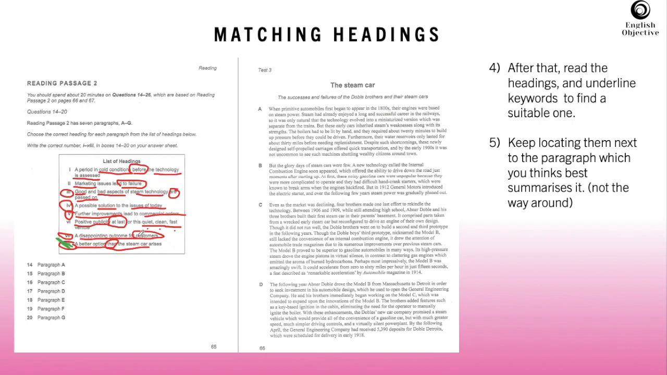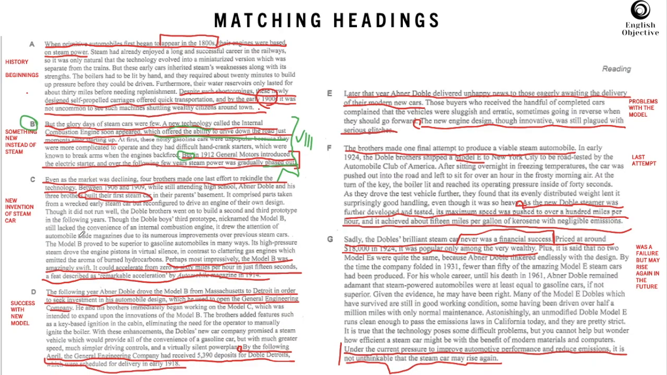A disappointing outcome for customers, number 7. And I thought that this disappointment would be paragraph E, because they speak about problems with the model. Later that year, Abner Doble delivered unhappy news to those eagerly waiting for delivery, so the customers of the new modern cars. Those buyers who received the handful of completed cars complained.